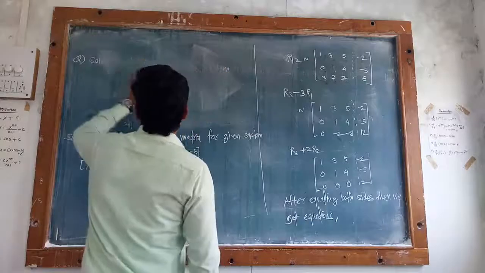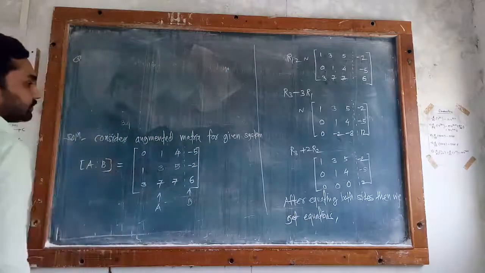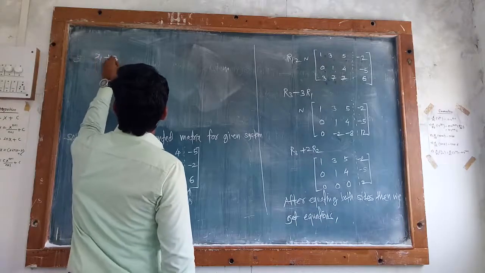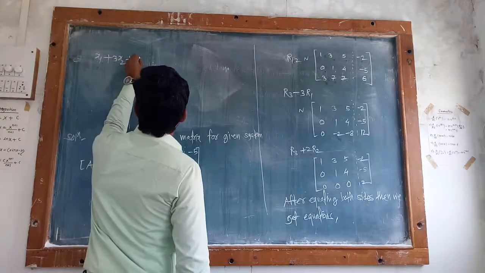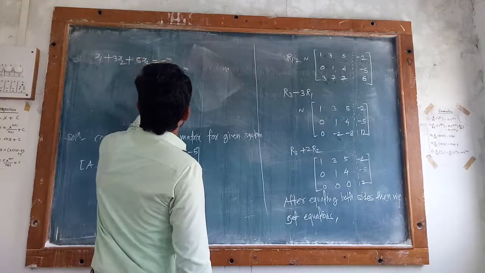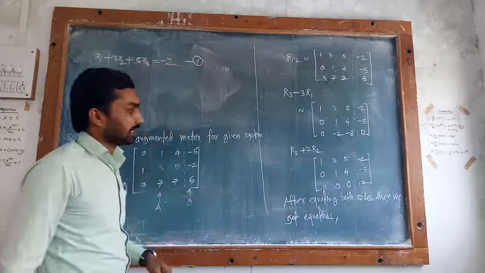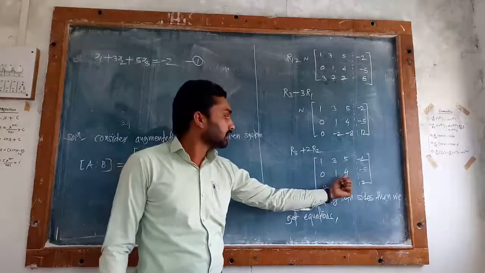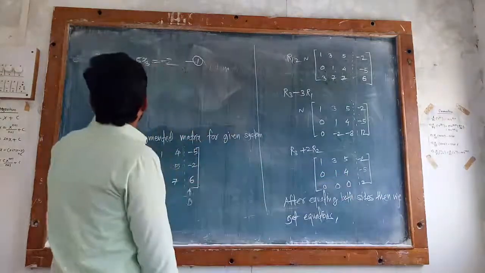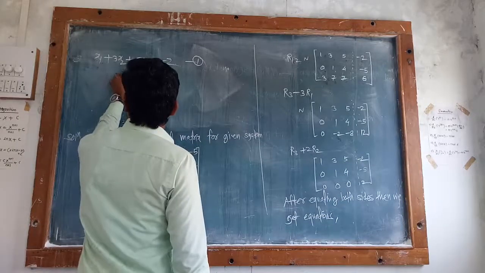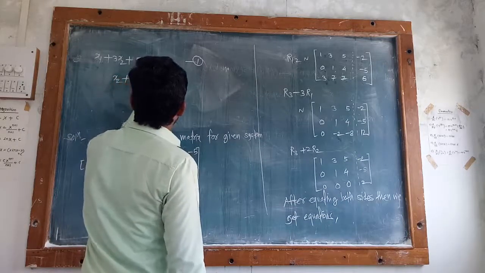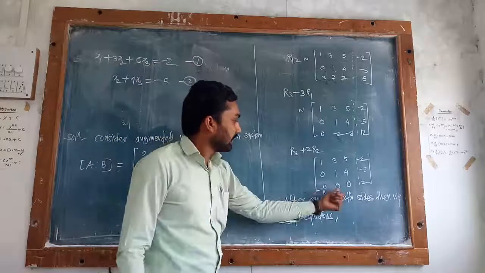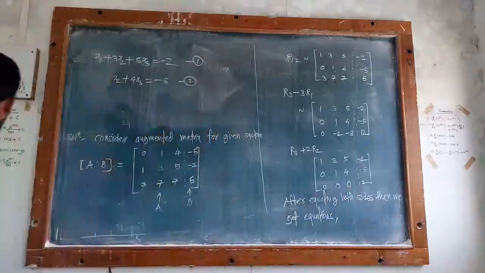After equating both sides, what is the first equation? That is x1 plus 3x2 plus 5x3 equal to minus 2, called equation 1, right? What is the next equation? 0x1 plus x2 plus 4x3, that is x2 plus 4x3 equal to what is the constant? Minus 5, called equation 2. What is the last one? All these three entries are 0, right?